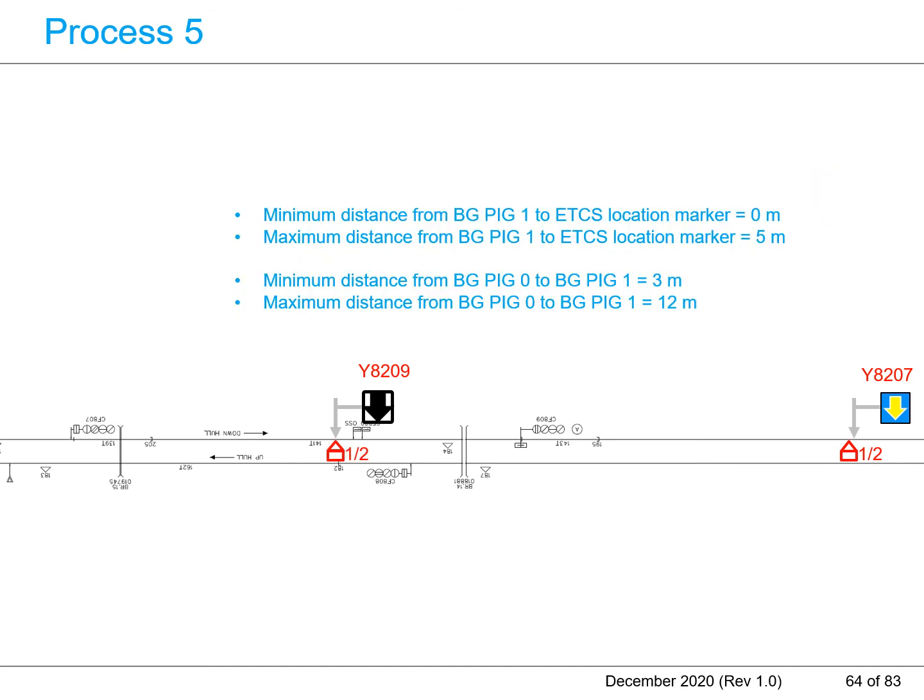The minimum distance from the PIG-1 balice to the ETCS location marker is 0 meters. The maximum distance from the PIG-1 balice to the ETCS location marker is 5 meters. The minimum distance between the PIG-0 and the PIG-1 balices is 3 meters. The maximum distance between the PIG-0 and the PIG-1 balices is 12 meters. The balice symbol in this diagram depicts the PIG-1 balice.